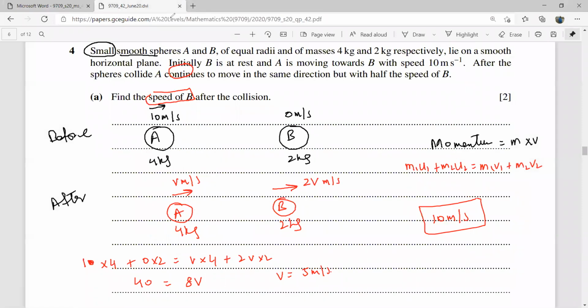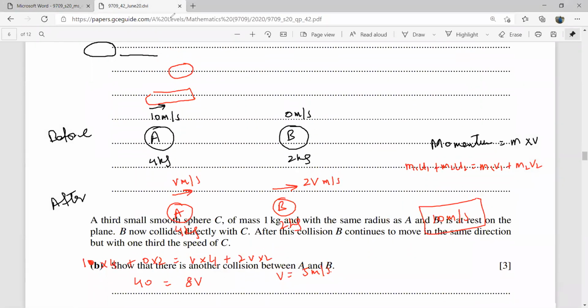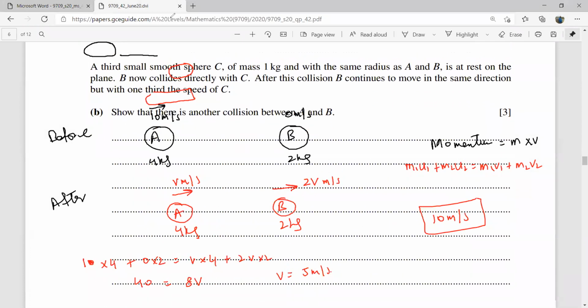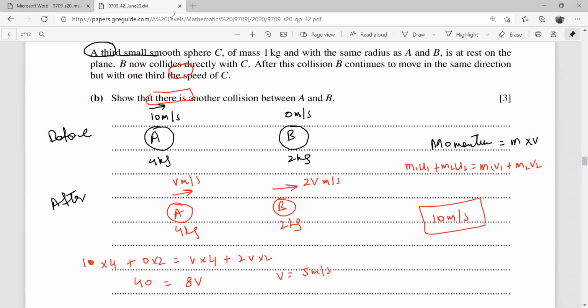Then it says, let me scroll this up. It says a third small smooth sphere C of mass 1 kg and with the same radius as A and B is at rest on the plane. B now collides directly with C. Now remember at what speed B is moving right now.